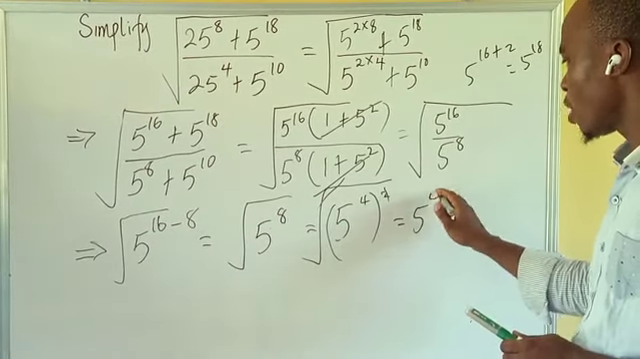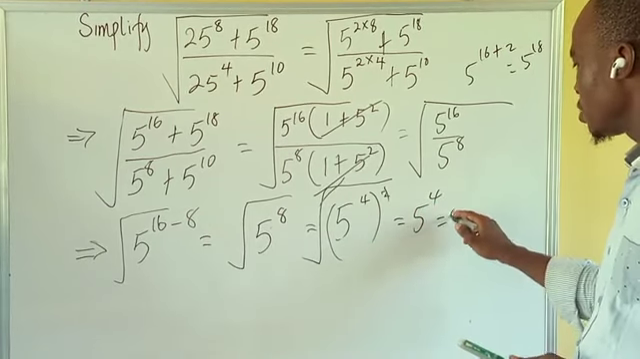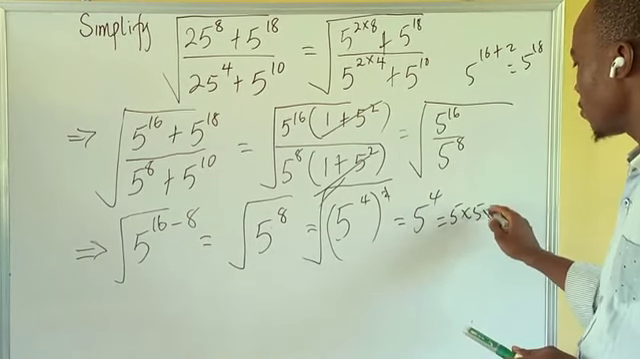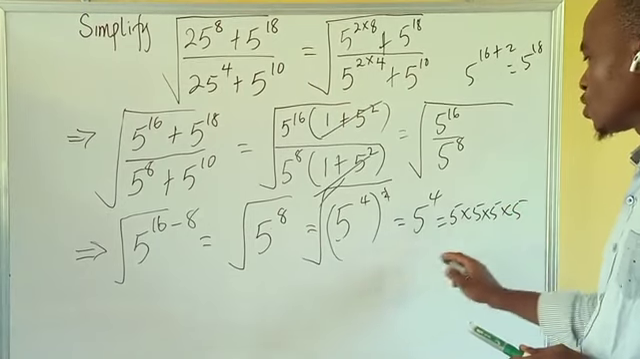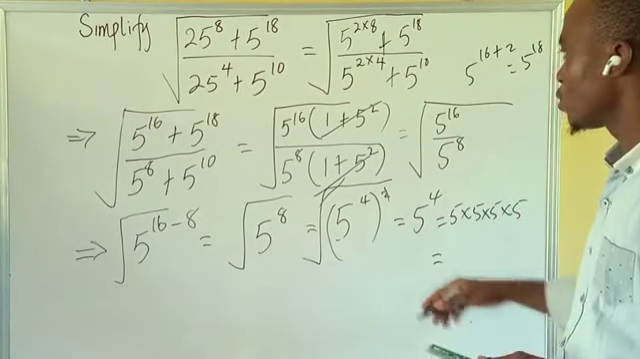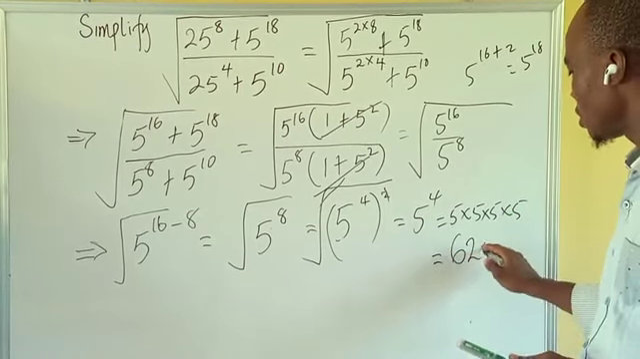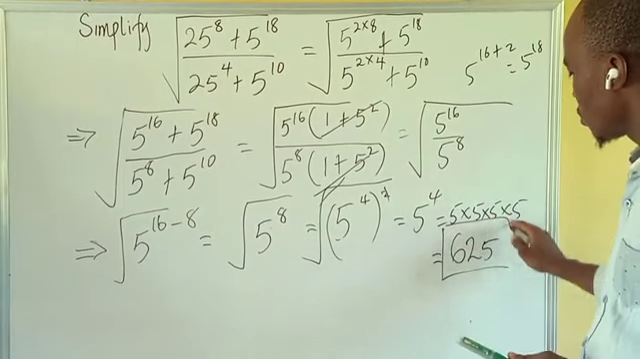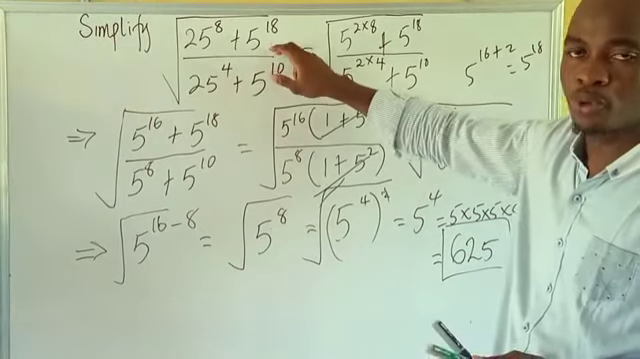So we have 5 to the power 4, and 5 to the power 4 is the same thing as 5 times 5 times 5 times 5. If you press your calculator, we are going to have this to be 625, and 625 is the solution to this problem.